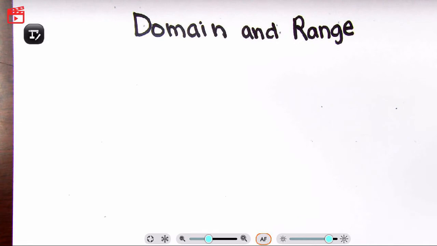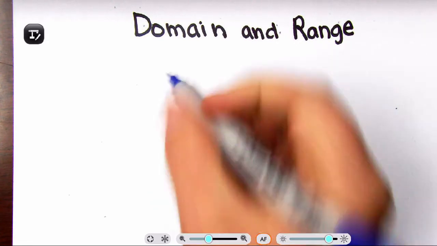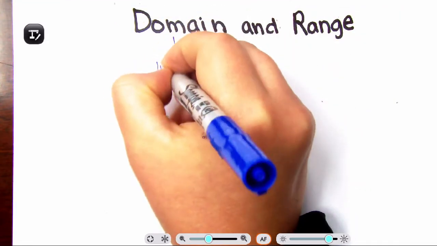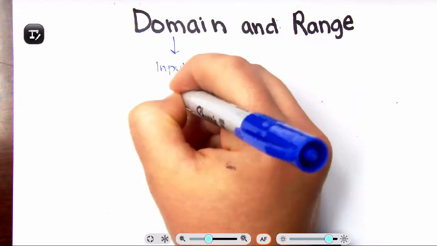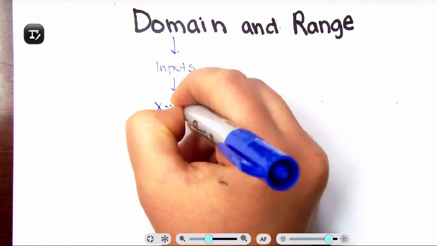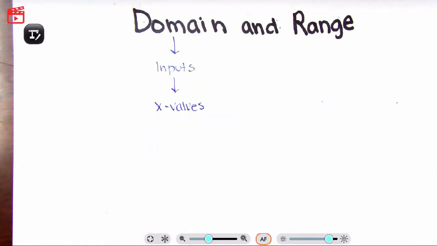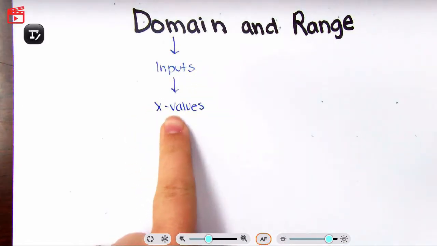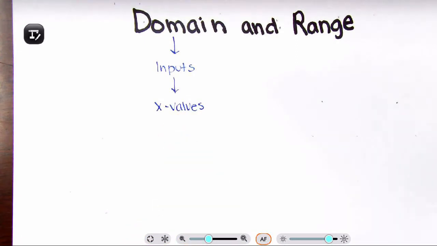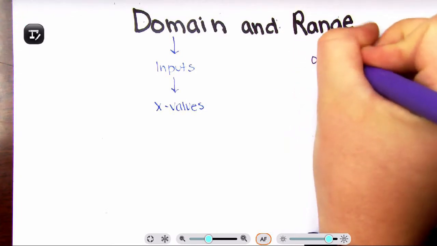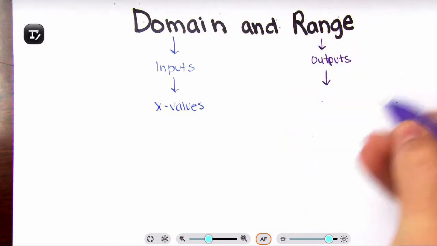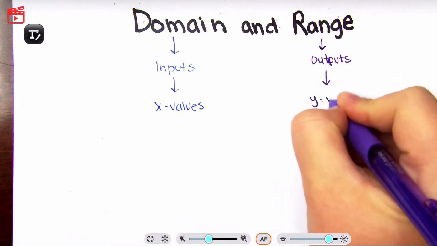Domain. Another way to think about domain is your inputs. Another way to think about your inputs are your X values. So what is domain? Domain is your X values. Talk about range. When we have range, we have outputs. When we have range, we have the Y values.